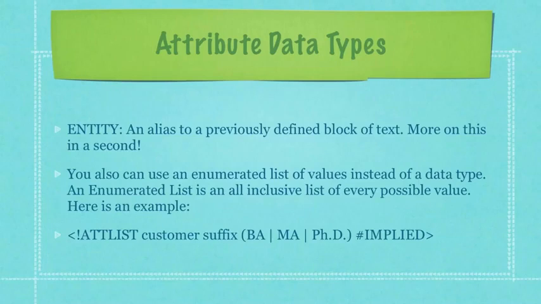You also can use an enumerated list of values instead of a data type. An enumerated list is an all-inclusive list of every possible value. And here's an example. I'm creating an attribute named suffix for the element named customer, and then I am saying that the values it can contain would either be BA, MA, or PH.